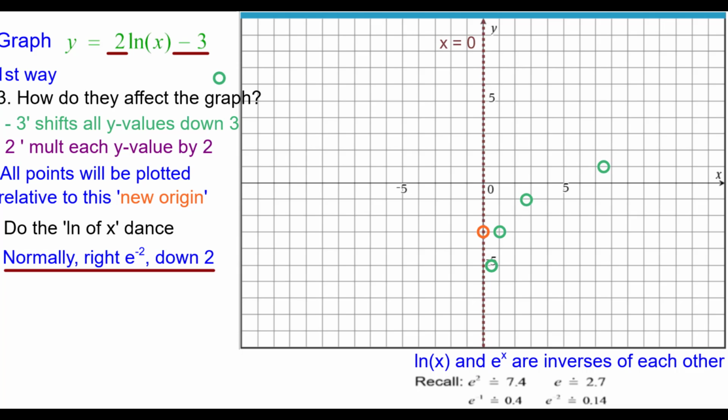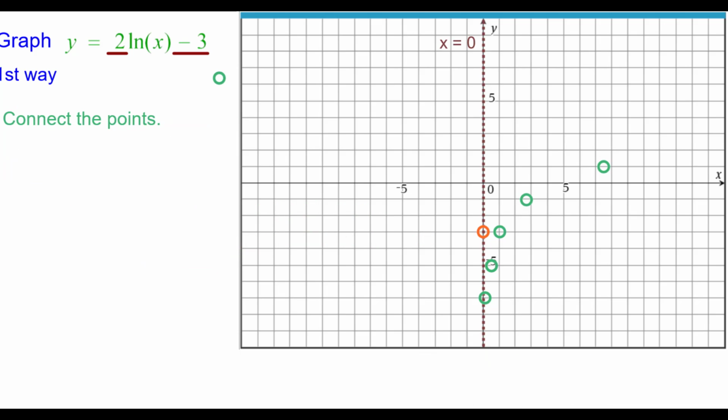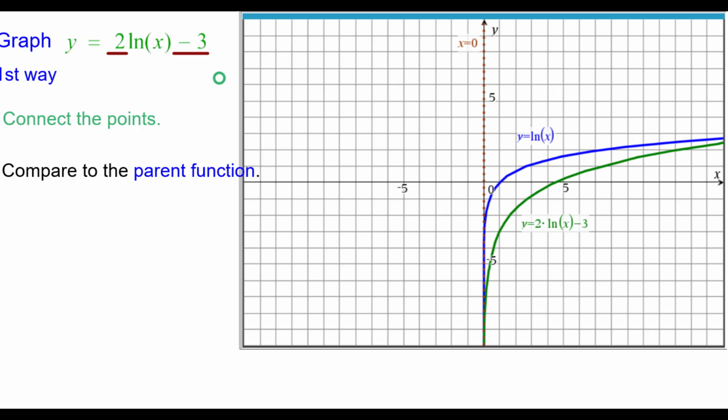And finally, right e to the -2 down 2. That will be right e to the -2 down 4, doubling the y value. Remember, e to the -2 means the reciprocal of e squared, which is about 14/100ths. So over 14/100ths and down 2 from that so-called new origin. We're ready to connect the points, and we get this natural log looking curve. Comparing it to the parent function, you can see it is shifted down and has a little bit different shape.